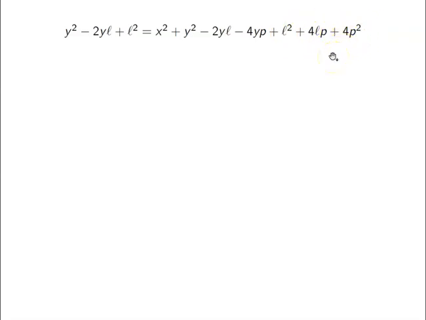So now I just keep simplifying, right? I got a y squared here, I got a y squared here, they're both positive, so if I subtract one side from the other, they just disappear. Anytime I have the same thing on both sides, same sign and everything, they just go away. So this y squared minus 2yl, y squared minus 2yl, that whole thing goes away. Here I have an l squared, here I have an l squared, so this gets to go away also, okay? And so then what I'm left with on this side is just the x squared, this minus 4yp, this 4lp, and this 4p squared. Okay?